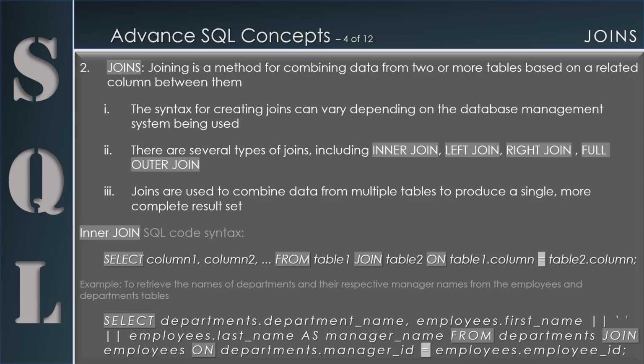Joins are used to combine data from multiple tables to produce a single, more complete result. As an example, the inner join SQL syntax can be: select column one, column two from table one, join table two on table one dot column equals table two dot column.